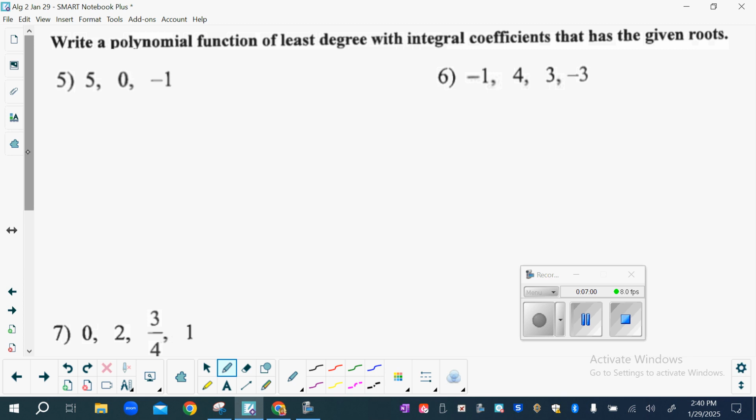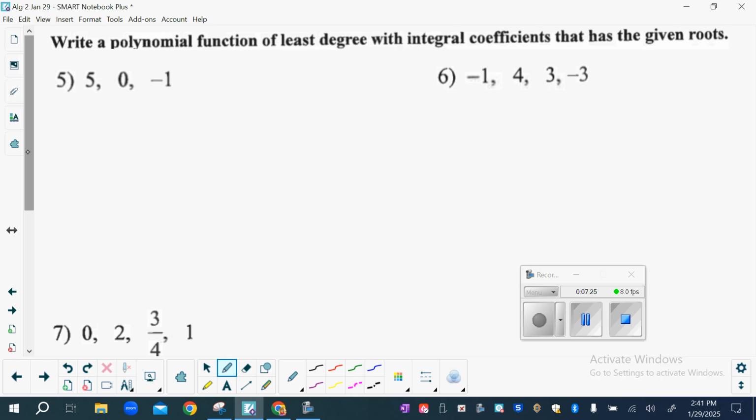Okay, so now our direction is different. So this time we want to write the polynomial function of least degree with integral coefficients. You may know what integral means.